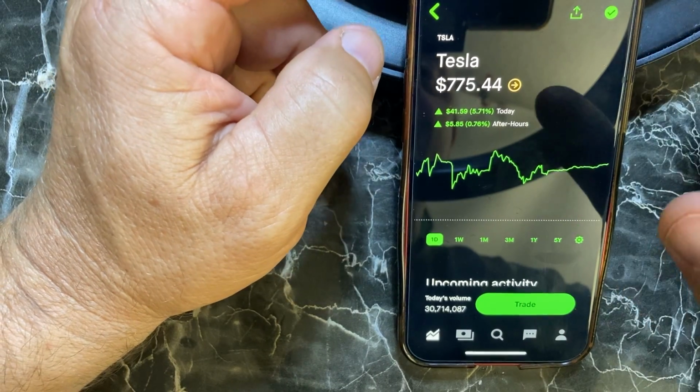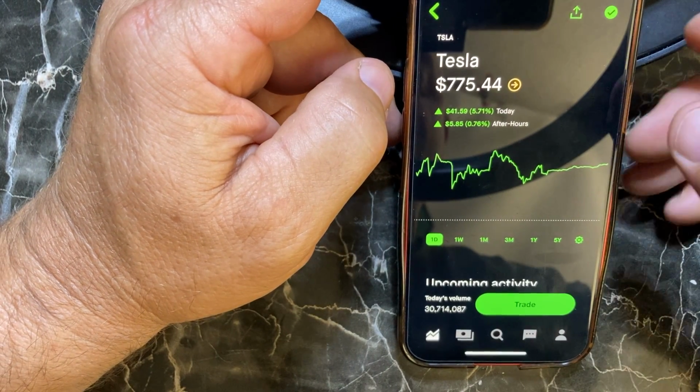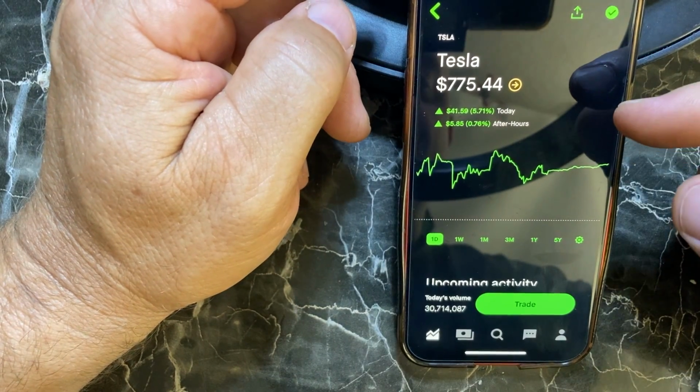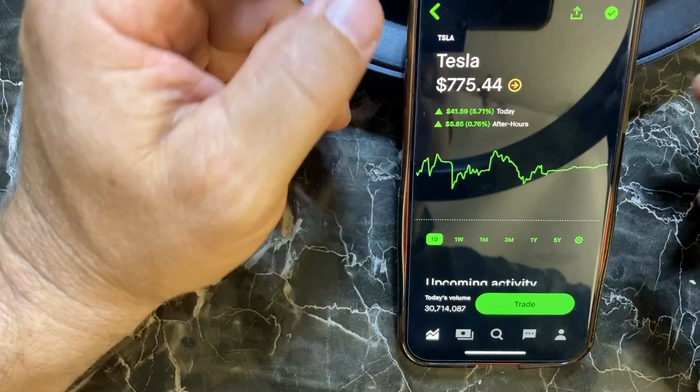I try not to do a lot of selling because you have to pay your taxes at the end of the year. But I didn't have enough money, so I had to transfer some things.